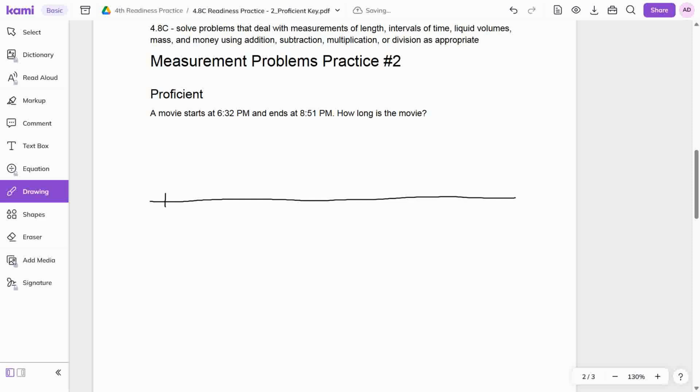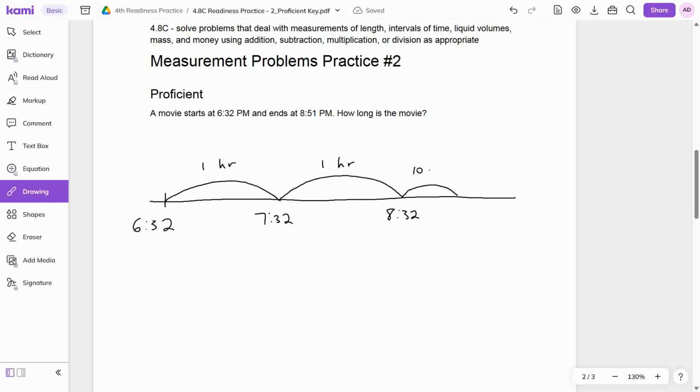So I'm going to start with 6:32. What I want to do is I want to add chunks, big chunks. So 1 hour gets me to 7:32, and I'm just going to add up until I get to 8:51. I'm going to add another hour, as long as I'm not going over. That's going to get me to 8:32. Okay, so that's pretty close. So now my next big chunk is going to be 10 minutes.